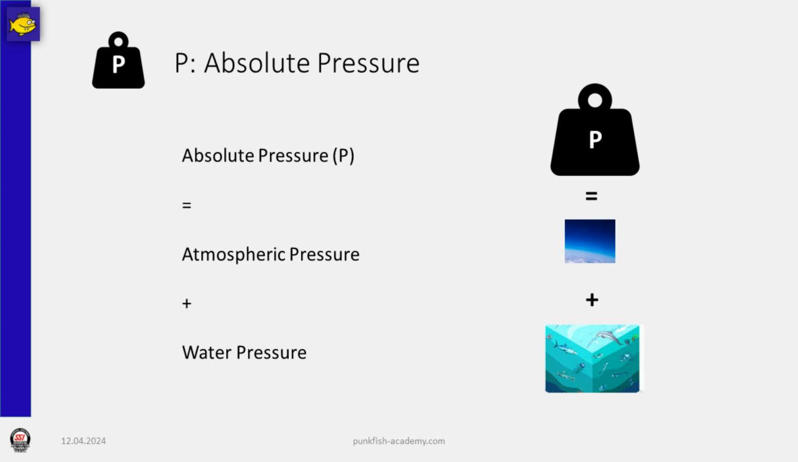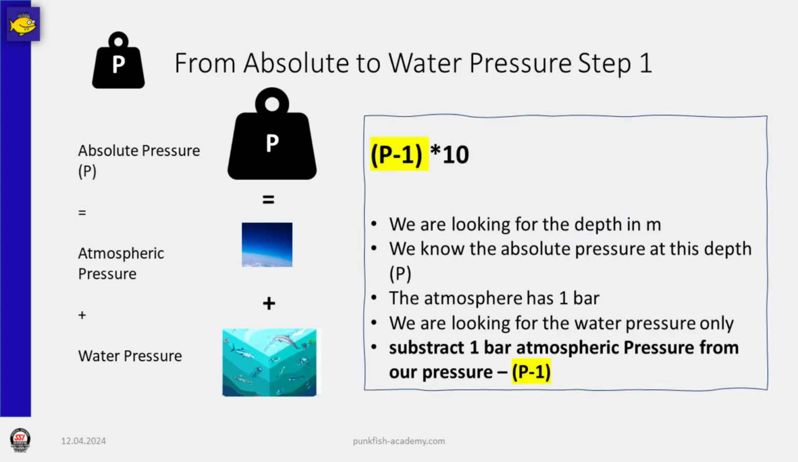So the absolute pressure, as you know, is the pressure from the atmosphere, which is 1 bar at sea level, and the pressure of the water we are in. This water pressure is 1 bar every 10 meters. More or less. It's a little bit more, a little bit less, depending on the salinity of the water. But with 1 bar per 10 meters, we are absolutely fine for calculations.